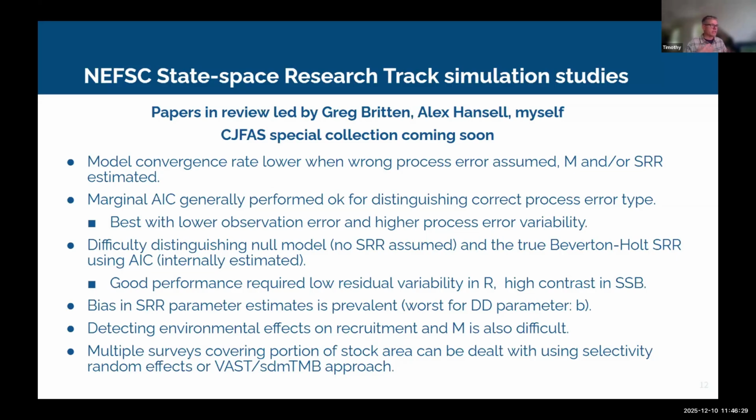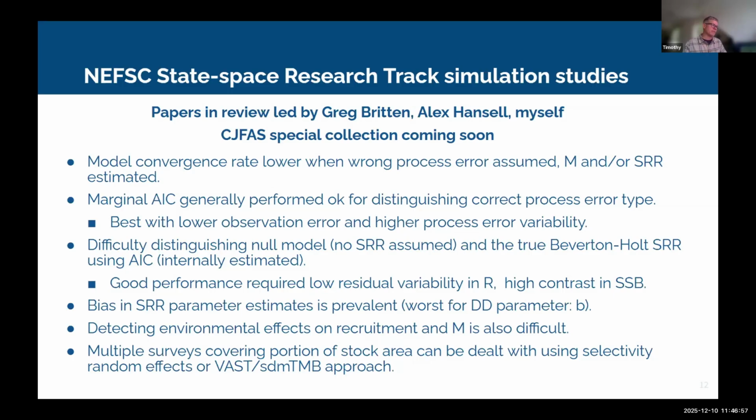So we did these cross tests where we simulated and estimated models with the different sources, and AIC worked really well across the board for certain process error types, but generally when you have lower observation error and higher process error variability, it works really well for most of them. And then, like I said, estimating the stock recruit relationship is going to be challenging.